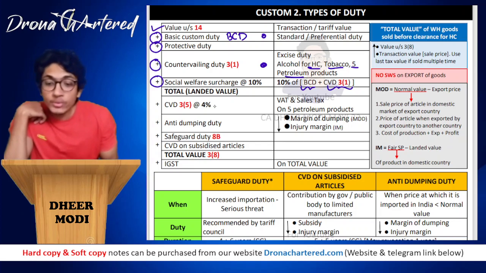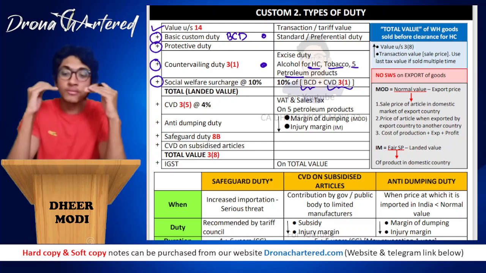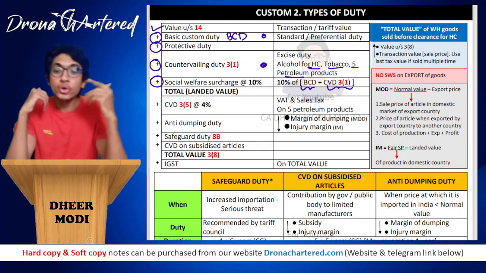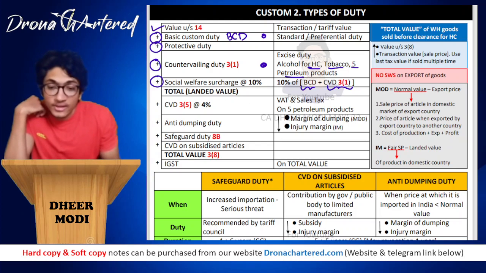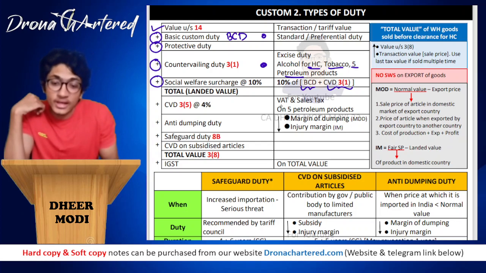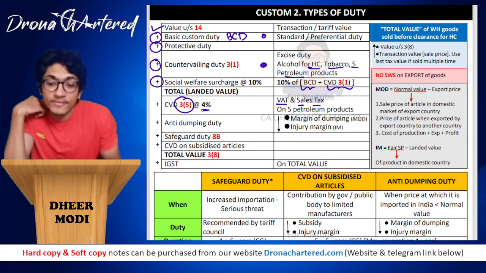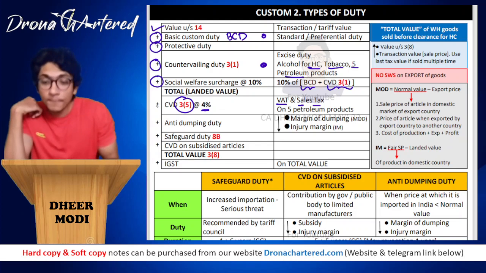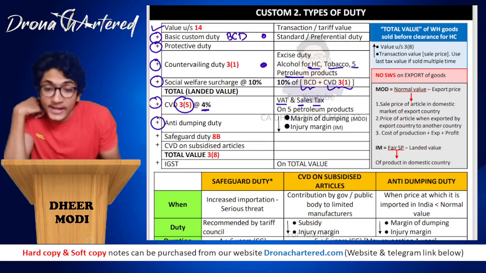Okay, now you will get your landed value. So this is when you get your landed value. Now to your landed value, if these goods, when produced in India, have VAT and sales tax applicable on those five petroleum products, so your CVD under section 3(5) will be added at the rate of 4%. Then you add your anti-dumping duty.